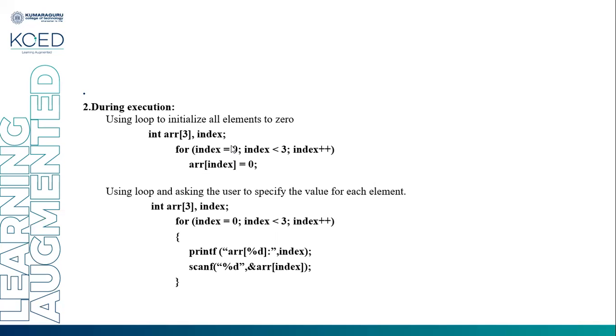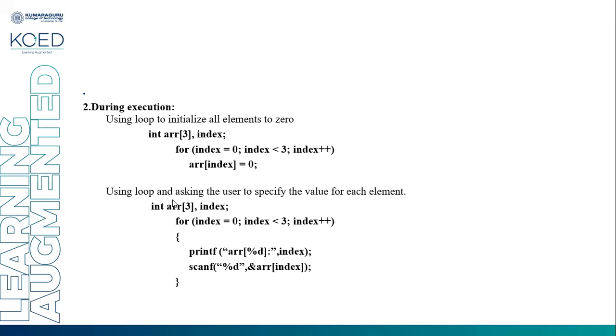What will happen? The index value is 0, so array of 0 equal to 0, then index plus plus. Index becomes 1, less than 3. That is true. Then array of 1 equal to 0. Then index becomes 2, 2 less than 3. Then array of 2 equal to 0. Then index becomes 3, 3 less than 3 is false. It will come out. So index positions 0, 1, 2 are initialized to 0.